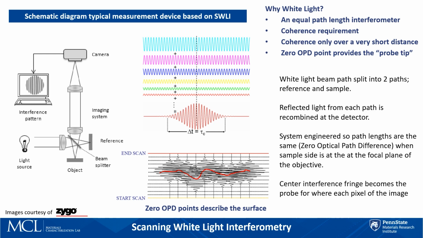The center interference fringe then becomes our probe as we scan vertically for where each pixel came into focus, based on a maximum voltage. Our image is then made up of this XYZ point cloud, based on the pixel positions and the measured Z position.